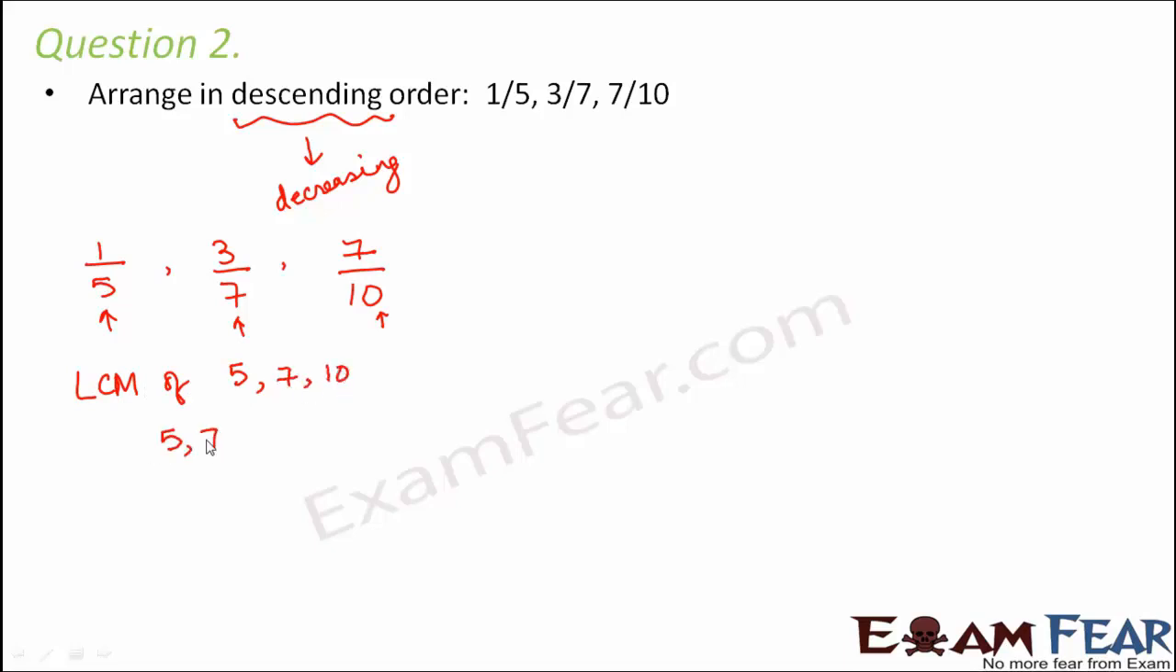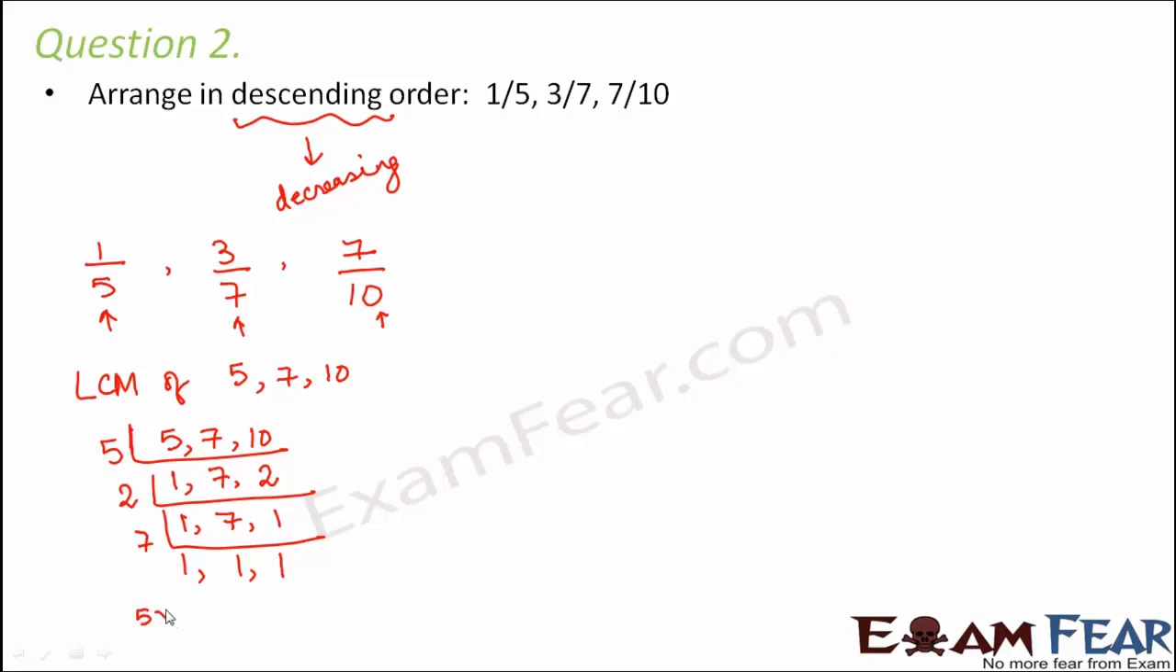So how do we find LCM? 5, 7, 10. So 5 ones are 5, 7 remains as it is, 5 twos are 10. Now 2, 1, 7 remain as it is, 2 ones are 2. And now 7, 1, 1, 1. So LCM is equal to 5 into 2 into 7, which is equal to 70. So this is the LCM of the three denominators.